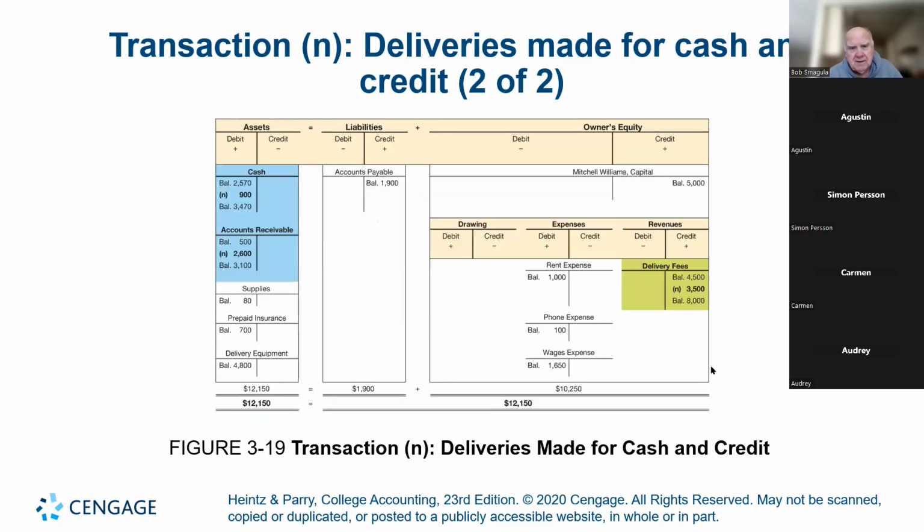So let's look at our entry. We debit cash for $900. That asset went up. We debit accounts receivable for $2,600. That went up. We credit $3,500 here to revenues. That credit increases revenues, okay?